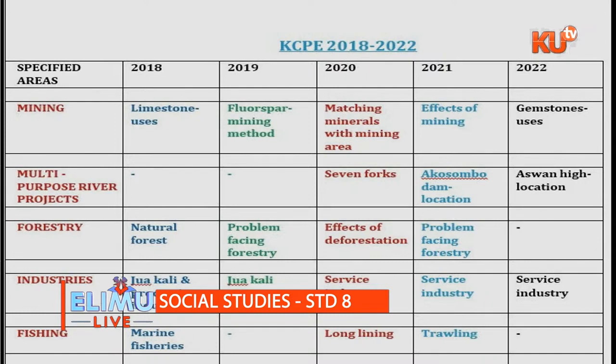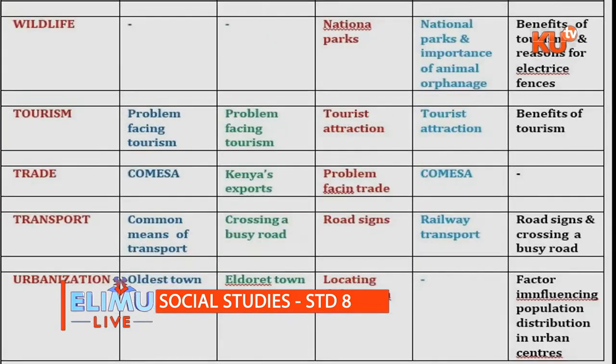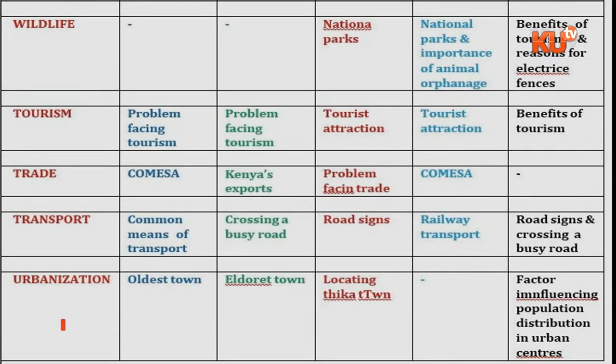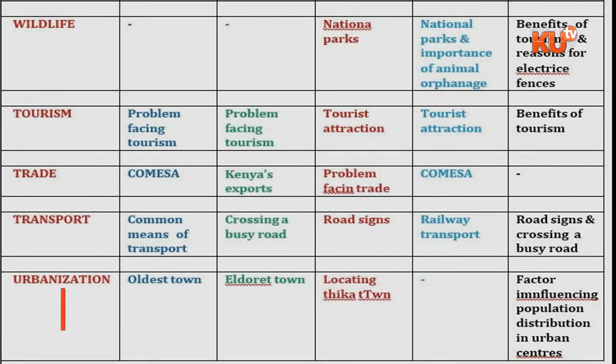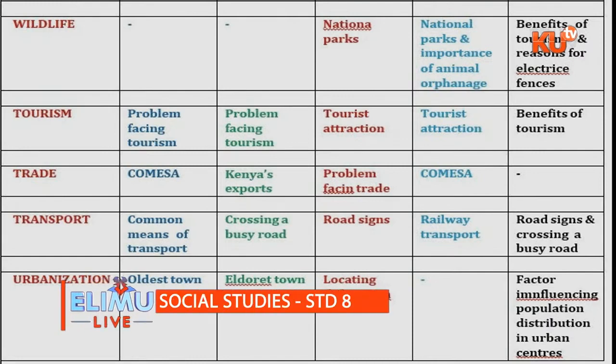wildlife, tourism, trade, transport to urbanization. If you look at wildlife, tourism, trade, transport, and urbanization, all those areas were set. Tourism was set up to 2022. Trade was not set. And then in trade, the trading blocks is very important. Comesa has been repeating, and you can see it on the screen.